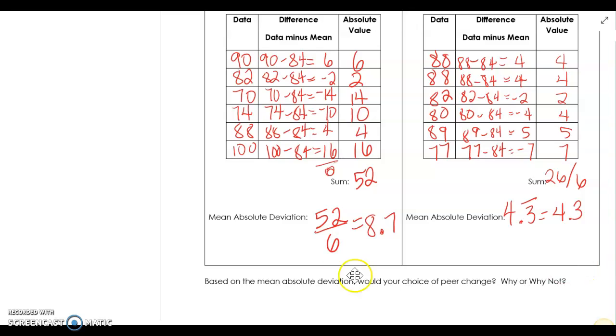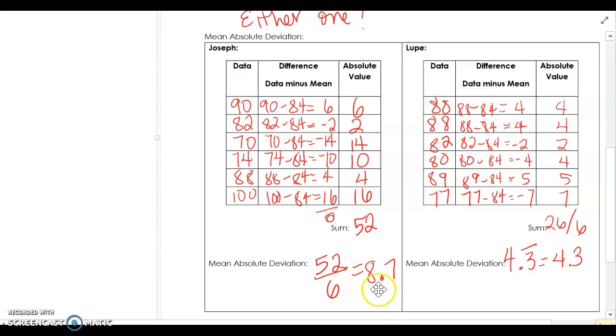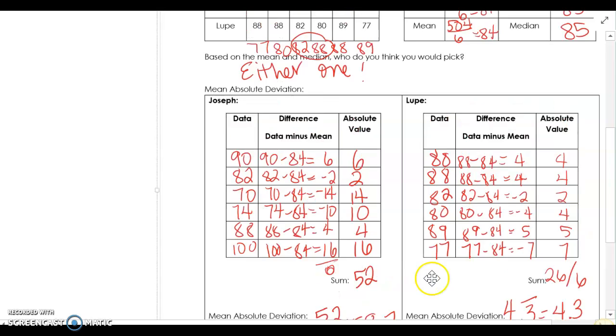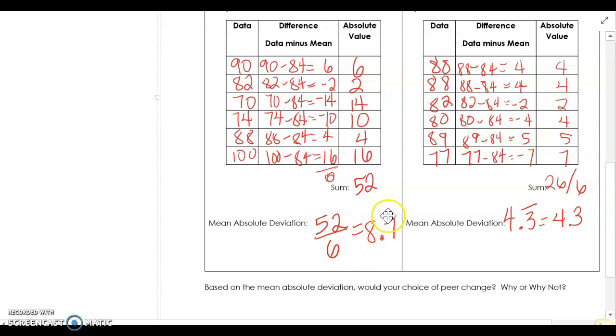If somebody decided instead that they wanted to go with Joseph, the mean and the median are the same, but you might be bargaining a little bit more because you could get 100. Joseph might know his stuff that day, but then maybe one day for this particular quiz, the 70, he didn't know his stuff. So you're less consistent with Joseph, knowing whether or not he would know the material.